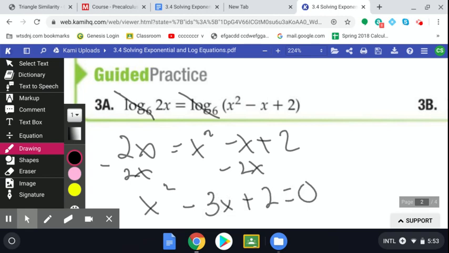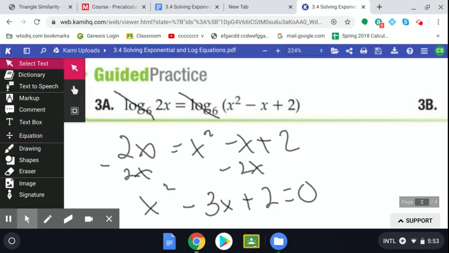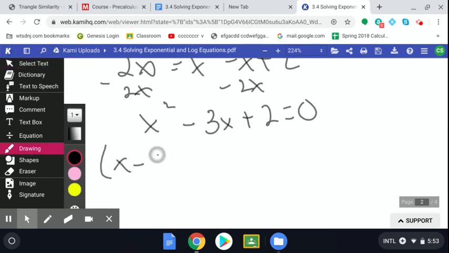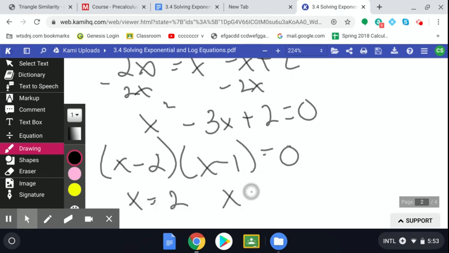You can just straight factor this. The two factors would be negative 2 and negative 1. So x minus 2, x minus 1 equals 0. So x should be 2, x should be 1.